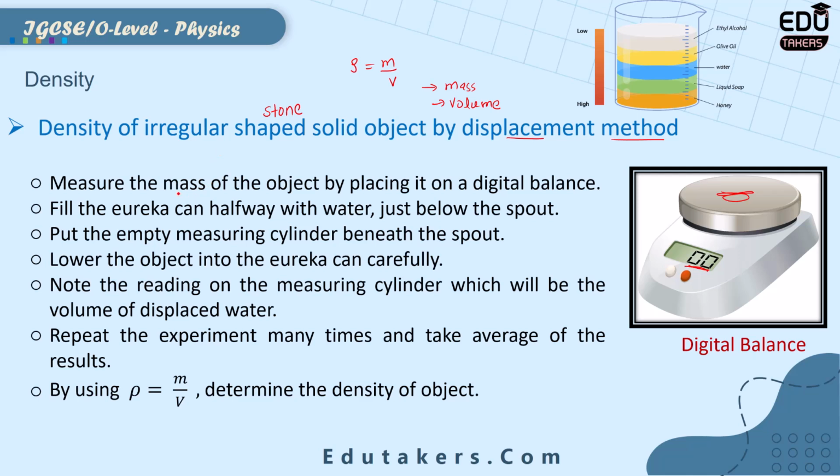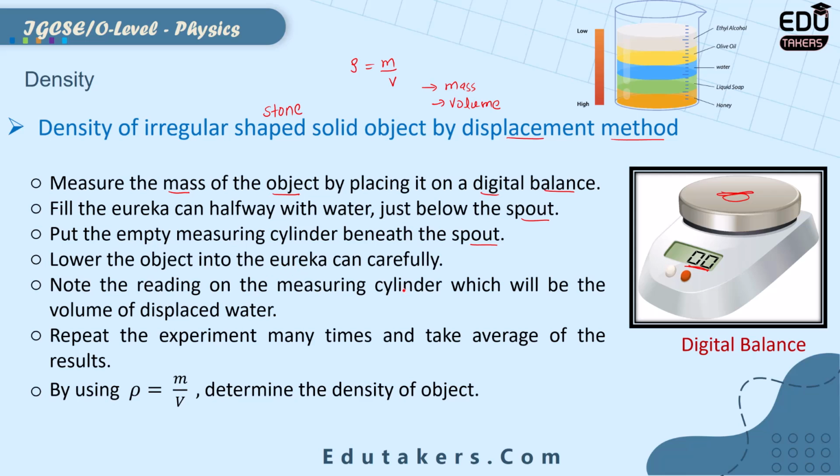So it's given here: measure the mass of the object by placing it on the digital balance. You have to place the object on the digital balance and find out its mass. Fill the Eureka can halfway with water, just below the spout. Put the empty measuring cylinder beneath the spout. Lower the object into the Eureka can carefully.